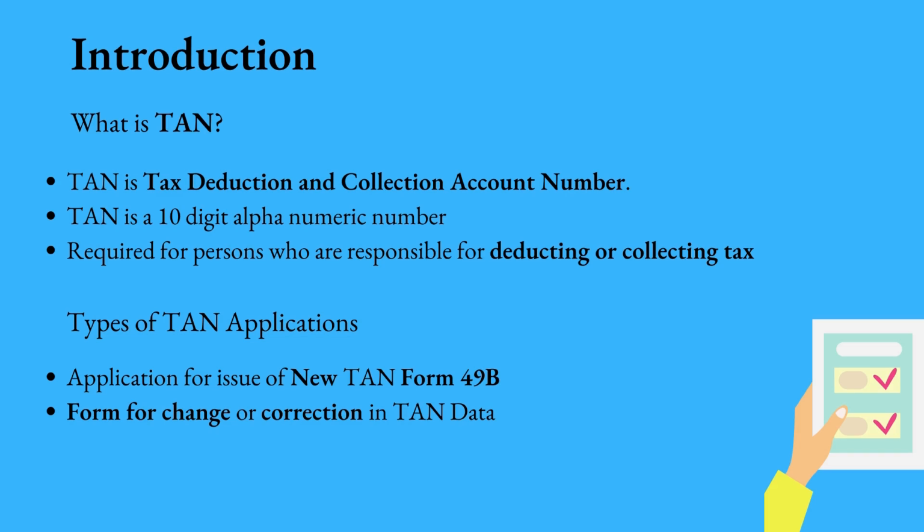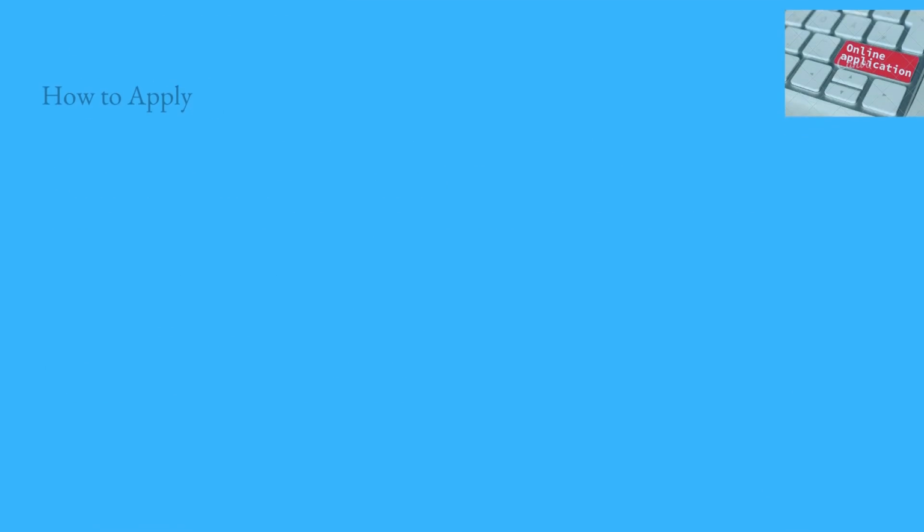returns. If you want to deduct TDS or TCS to any person, you should have a valid TAN number. If not, you have to make an online application in Form 49B on the NSDL website, that is, a new application for getting a TAN. What if you already have a TAN and need to modify some details of it? You can do so by filling the online form for change or correction on the same website.